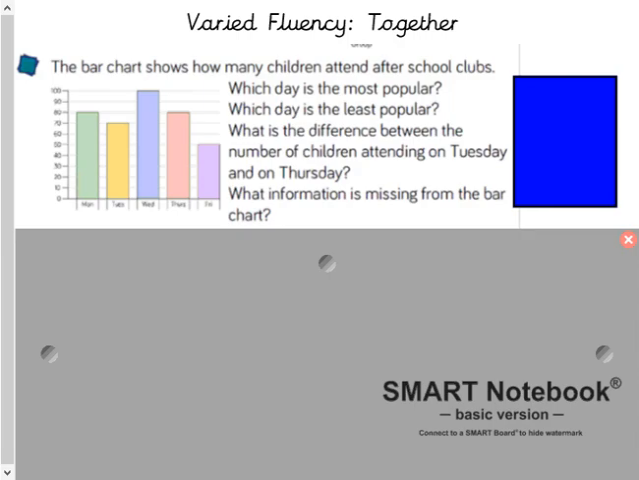We're going to move on to Verifluency, and we're going to specifically look at bar charts, and we're going to do this one together. So have a look over here. Again, this bottom question says what information is missing from the bar chart. Definitely, we've got a lot of titles missing. But straight away, which day is the most popular? It shows how many children attended after school clubs.